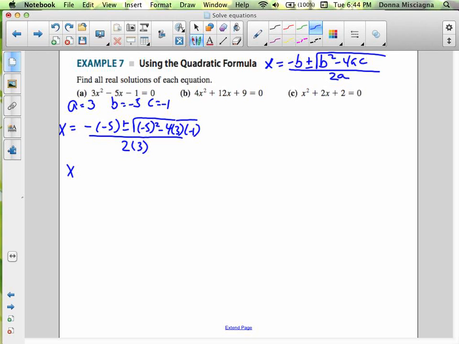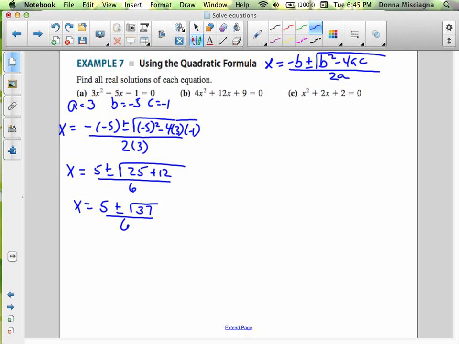So we have x equals 5, plus or minus the square root of 25, there's two negatives, be careful on that, plus 12, all divided by 6. And let's simplify that. x equals 5 plus or minus the square root of 37 divided by 6, and that doesn't simplify.